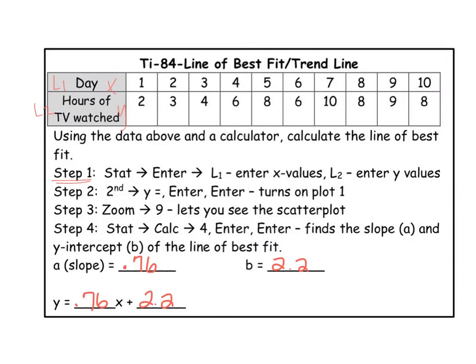If x is my days and y is my hours of TV watched, and I have 12 days, which is x, how can I figure out how many hours of TV I watch? I'm just going to take out x and plug in 12. And we can use that line to make predictions about the data.